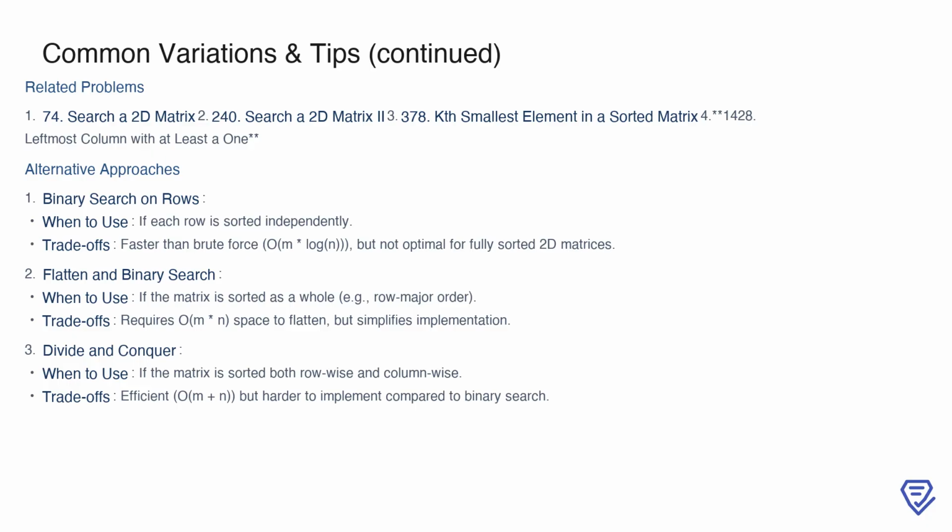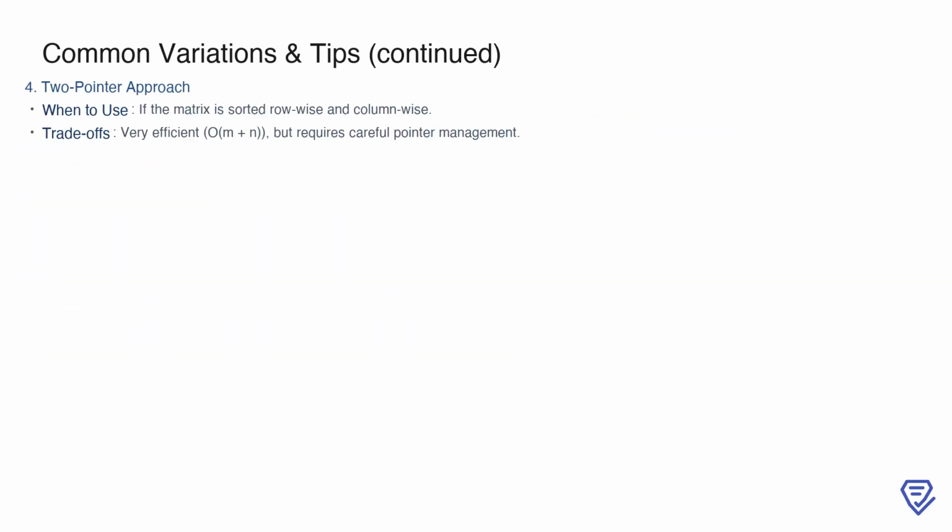If the matrix is sorted both row-wise and column-wise, divide and conquer can be a great option. It's efficient with a time complexity of O(m+n), though it's a bit more challenging to implement compared to binary search. Lastly, we have the two-pointer approach, which is particularly well suited for matrices that are sorted row-wise and column-wise. This technique involves starting from one corner of the matrix, typically the top right or bottom left, and using 2 pointers to traverse the matrix strategically based on comparisons with the target value.